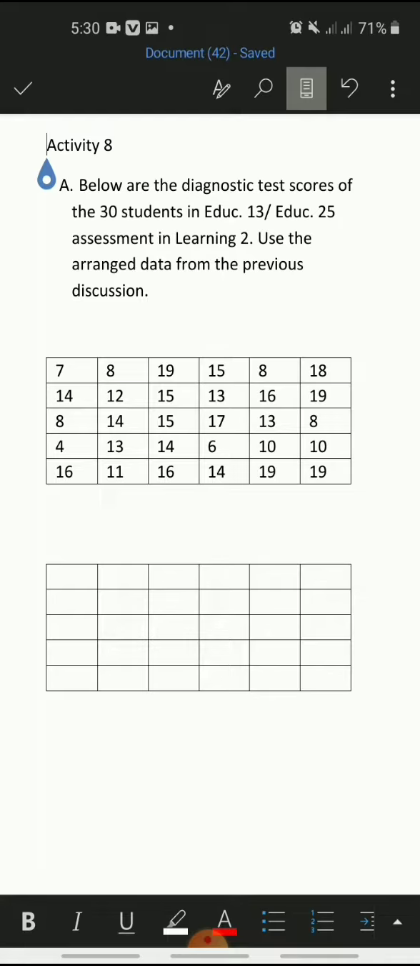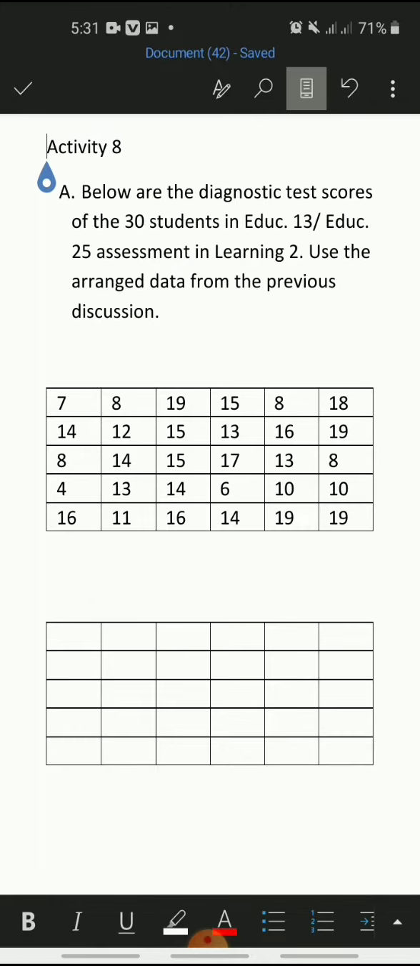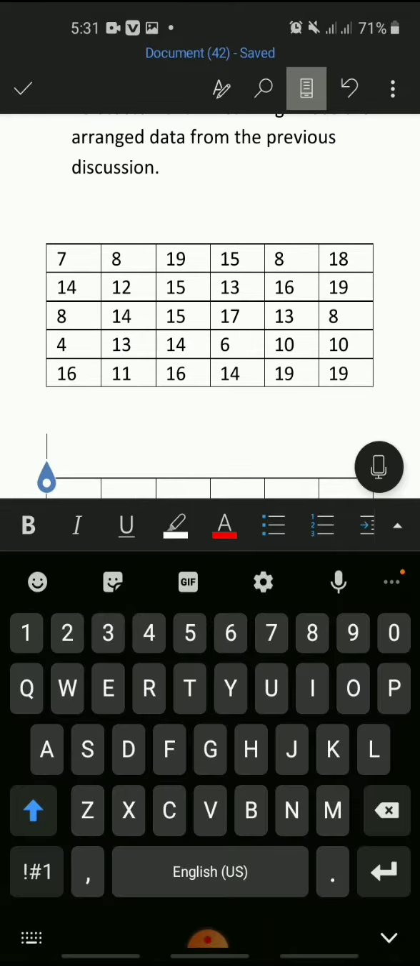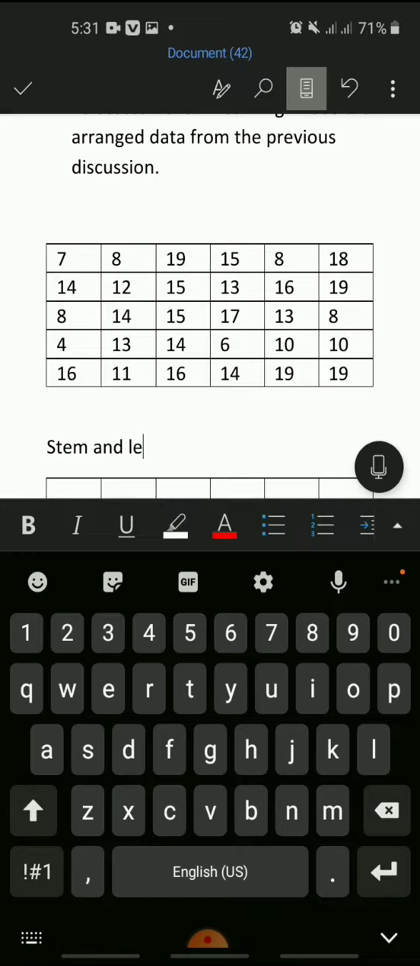Letter A. Below are the diagnostic test scores of the 30 students in EDUC 13, EDUC 25 assessments in Learning 2. So use the arranged data from the previous discussions. I already input the data, the scores of the 30 students. So we're going to arrange it using the stem and leaf plot.